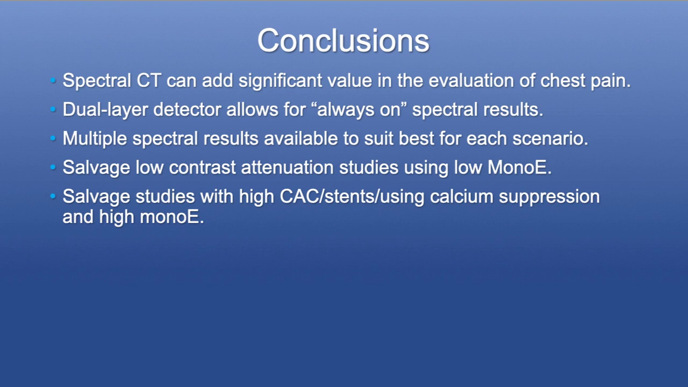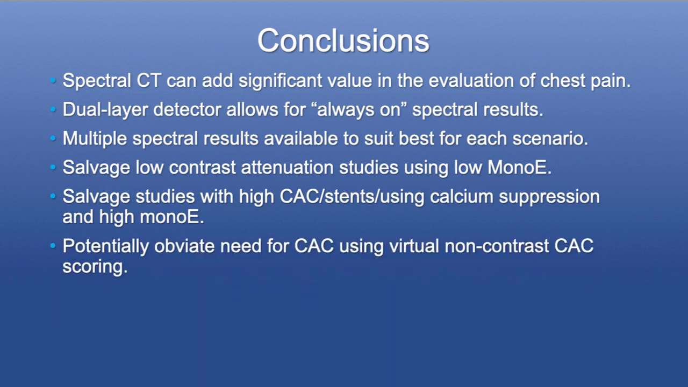I think at least here, so far, we're using the high mono-Es more than the calcium suppression, in particular for the coronaries. I think more research needs to come in the area of how accurate calcium suppression will be to evaluate coronary stenosis. Potentially, we can use the virtual non-contrast calcium score of the coronary arteries to obviate the need for an extra scan. As we said, this could be used in particular in patients who have normal weight or at least mild obesity. For the ones that are morbidly obese, we have to be a lot more cautious, and I probably would not utilize it as of now.